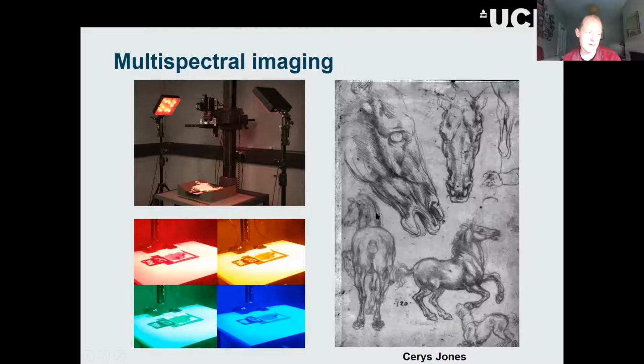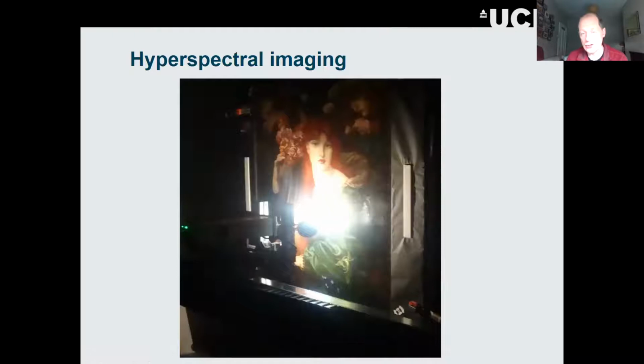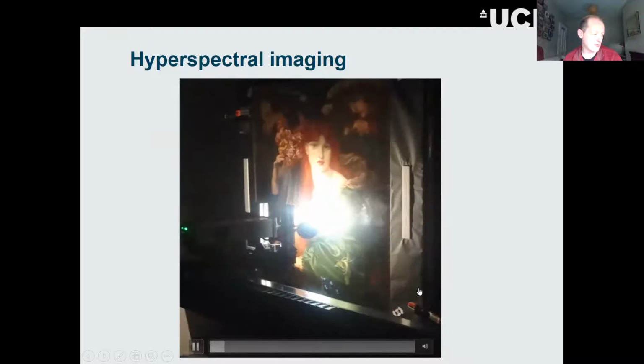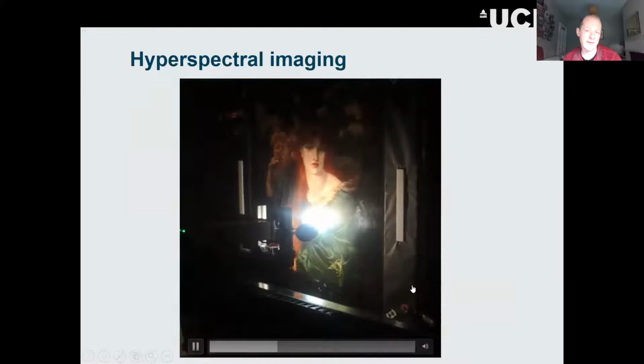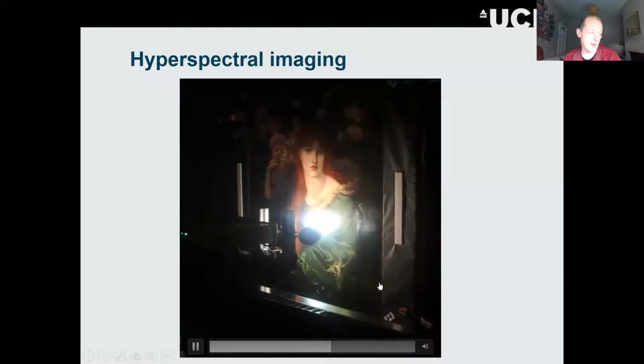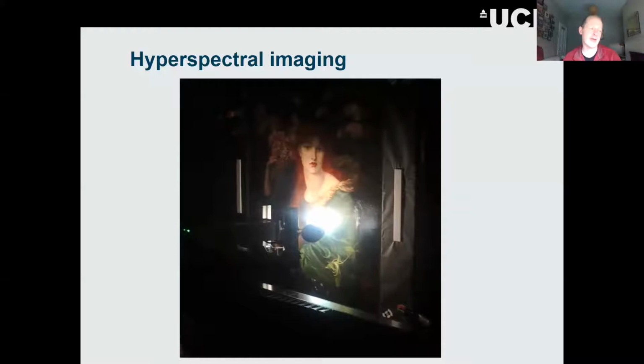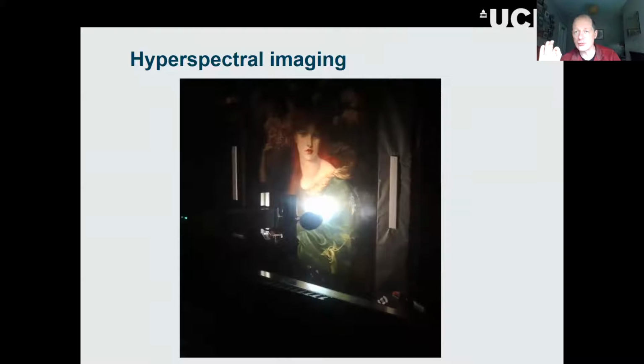Hyperspectral imaging is perhaps an extension of multispectral imaging. And here you can see a hyperspectral scan of a painting by Dante Gabriel Rossetti in the Guildhall Art Gallery. This painting was being restored and they brought it to us to be imaged. And the camera moves across the surface of the painting. It illuminates in white light, but every pixel then is split into its residual colours.